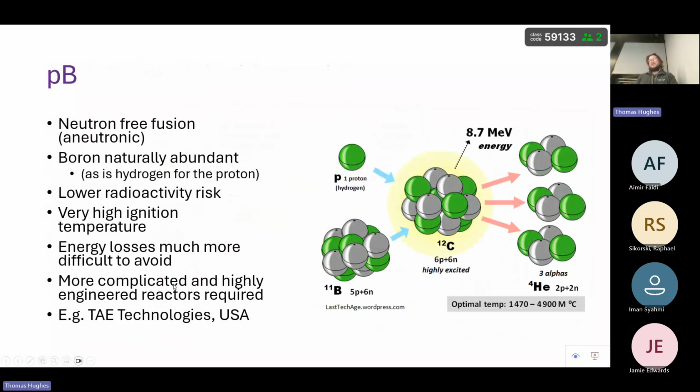Most of these reactors that use this kind of stuff are much more complicated and much more highly engineered. We already know how complicated a lot of these already are. But if you want an example, we've got TAE Technologies in the US.